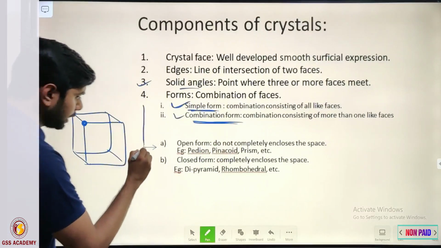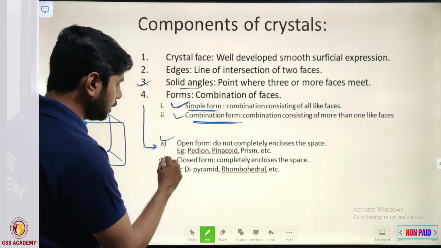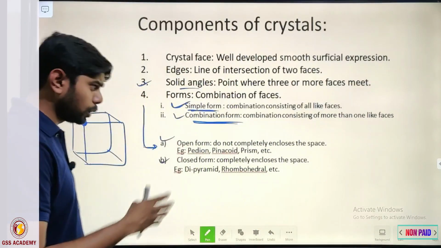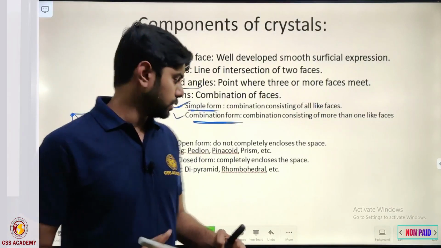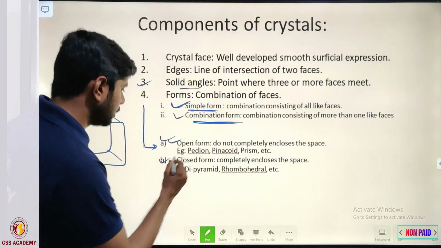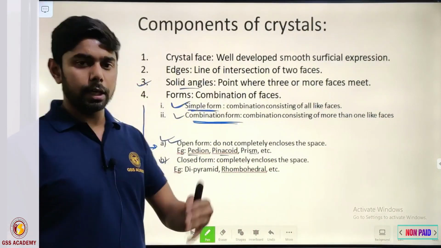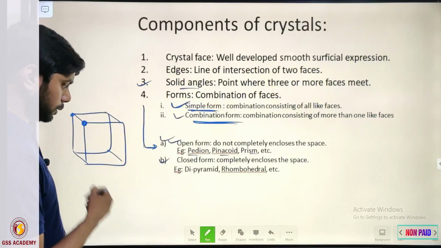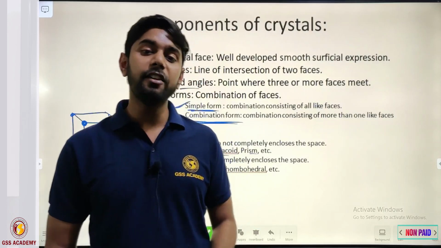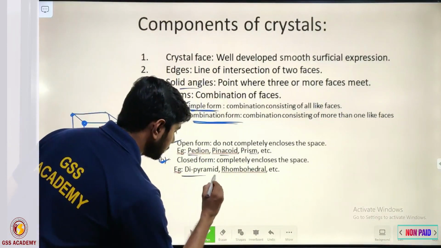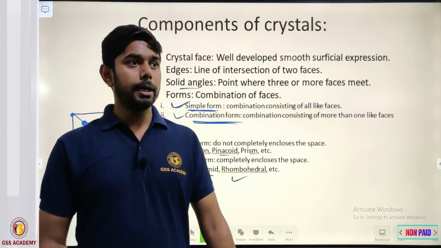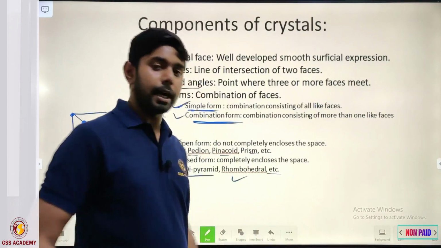The other classification is open form and closed form. If the space is not totally enclosed by the faces, it is called an open form. Examples are pedion, pinacoid, prism and other forms. A closed form is where the space is completely enclosed by the faces of the crystal. Examples are dipyramidal, rhombohedral and other such forms.